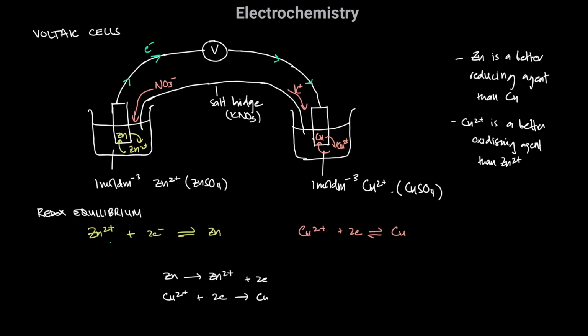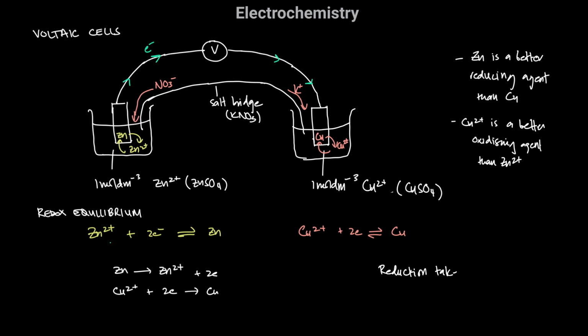The next question that we have is, which of these two electrodes is the cathode and which of these two electrodes is the anode? So reduction takes place at the cathode, and oxidation takes place at the anode.